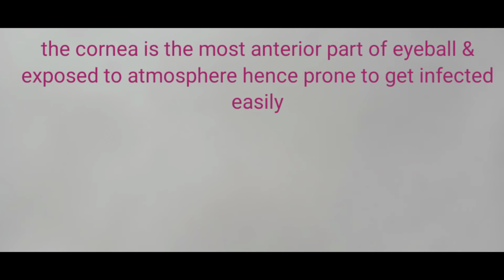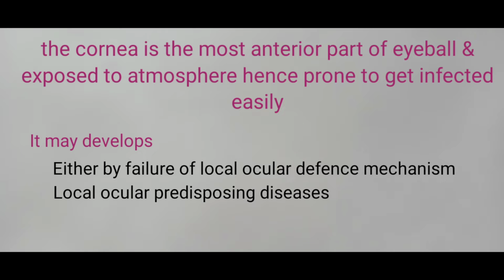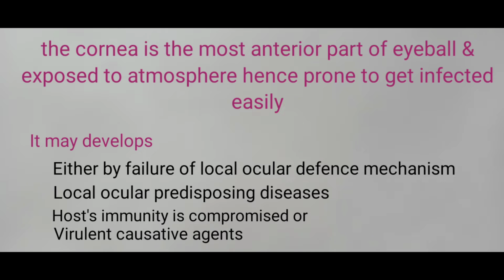My today's topic is bacterial corneal ulcer. As by the name, we can understand that corneal ulcer is caused by bacteria. Being the most anterior part of the eyeball, the cornea is exposed to atmosphere and hence prone to get infected easily. It may develop either by the failure of local ocular defense mechanism, second, sometimes local ocular predisposing diseases, third, host immunity is compromised or virulent causative organism.